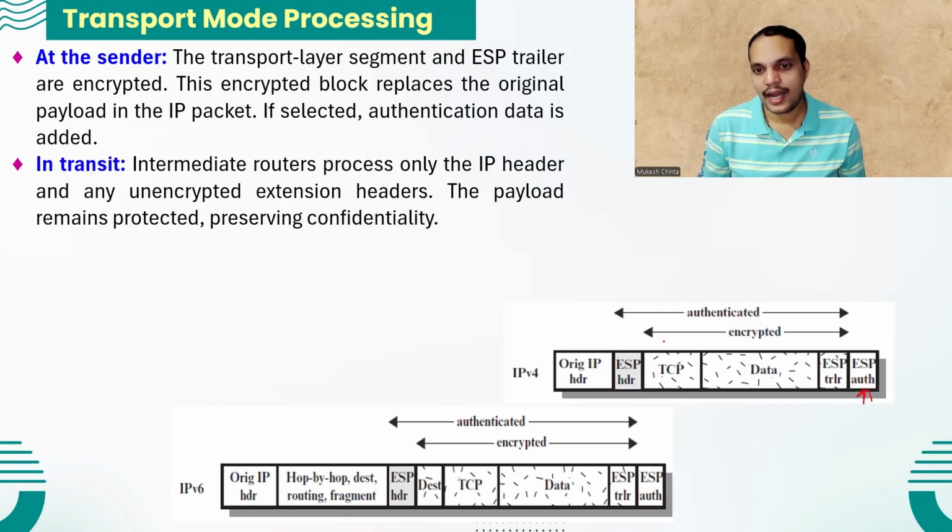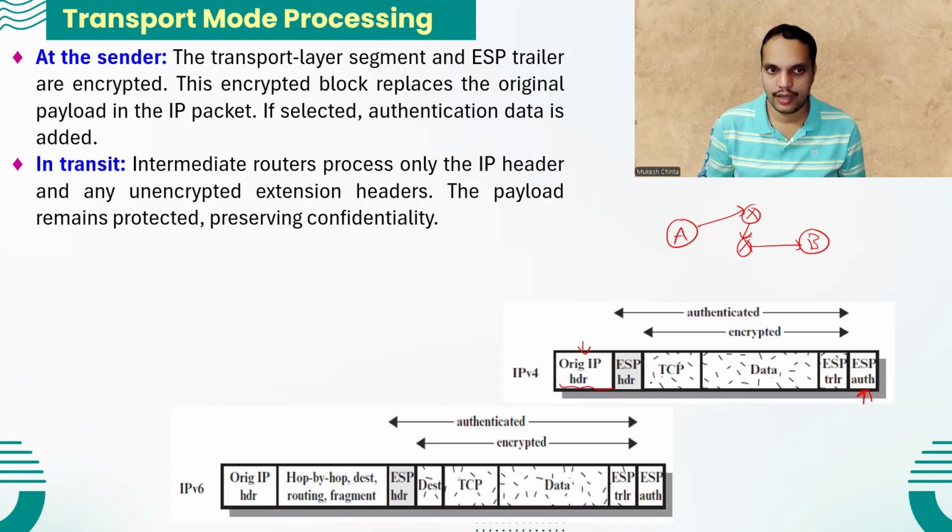If not, no. And while in transit, the intermediate routers process only the IP header. That means the intermediate routers in between, from A to B, if you are sending any data, and if there are any routers present in between, these routers now only process the data from the original IP header only. The payload remains protected. None of these routers present in between can read what is inside this packet because the payload is encrypted. Similarly, the same case with IPv6 also. As this is encrypted, only A and B can read it and find out what it is. No one else will be able to do that.